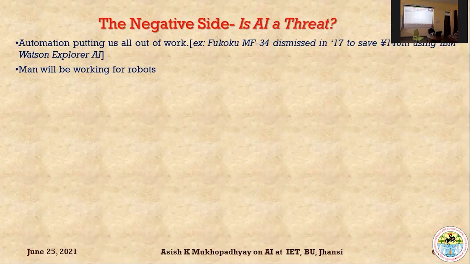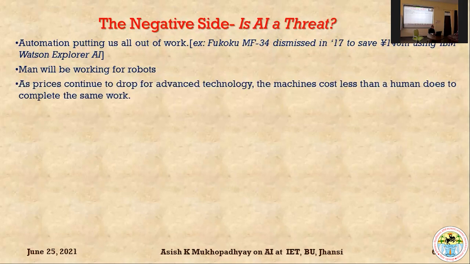Man will be working for robots. If so, it is very dangerous. Robot becomes the boss. As prices continue to drop for advanced technology, the machine cost may become lesser than human cost. If the cost of installing a robot is less than the cost of keeping local staff, why would we keep locals? We will install robots. More faithful.